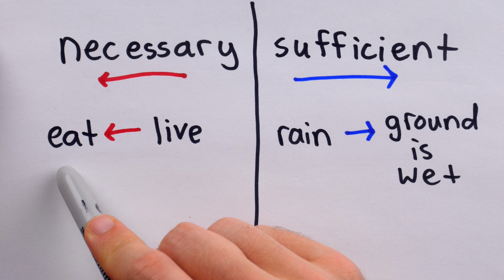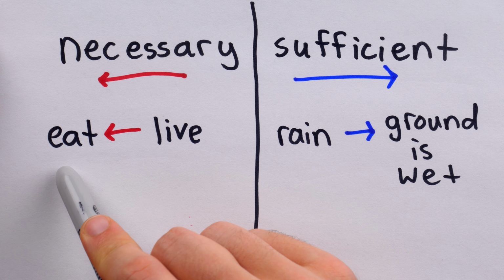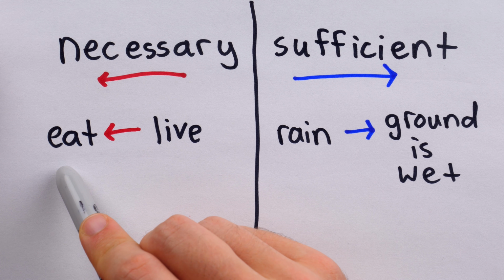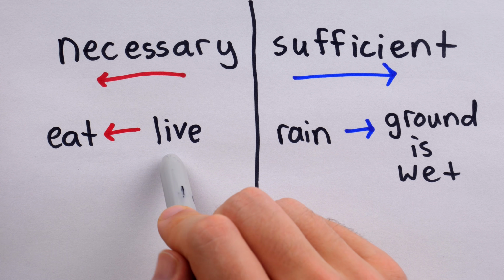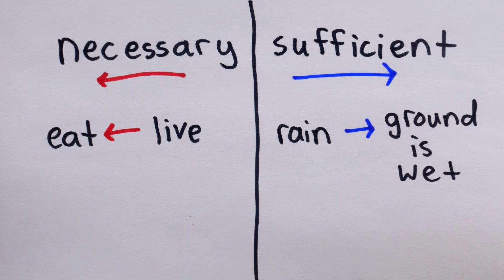Eating is necessary to live, but it's not the only thing. It's not sufficient. So if you eat, it's not necessarily the case that you will live. You also need water, you need shelter, you need many things.